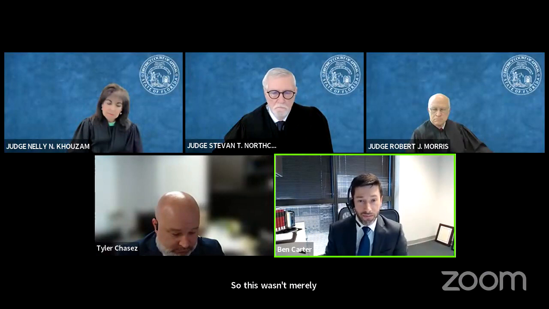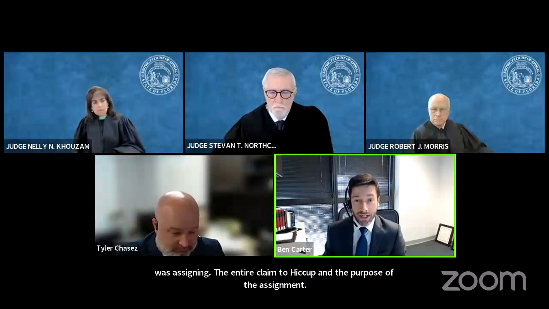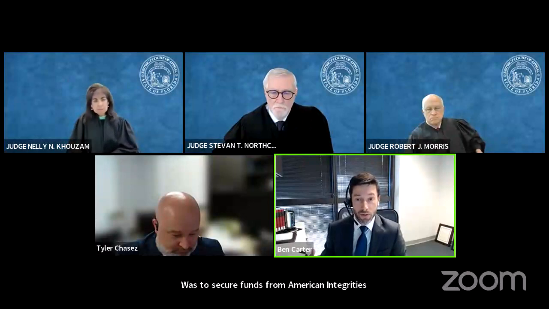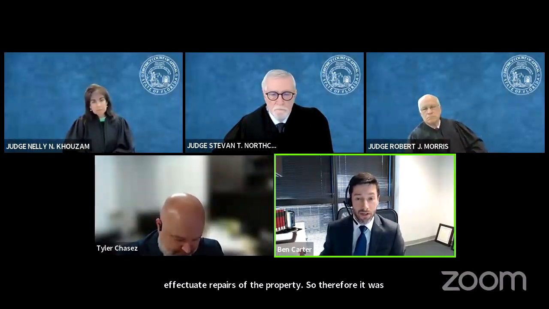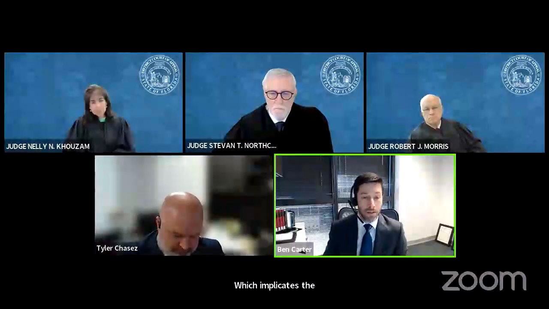This was assigning the entire claim to HICA, and the purpose of the assignment was to secure funds from American Integrity's policy to effectuate repairs of the property. So therefore, it was part of the insured's effort to remediate property damage, which implicates the statute's definition of assignment agreement.